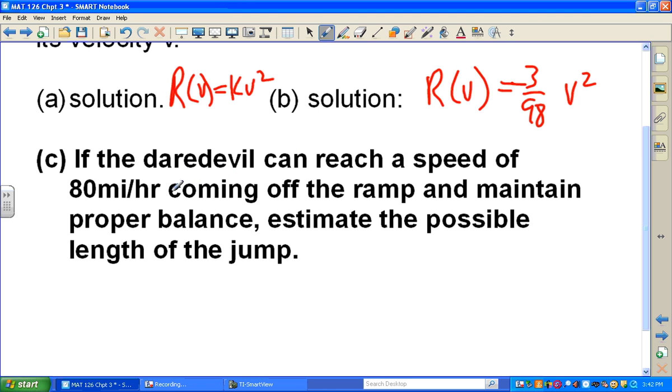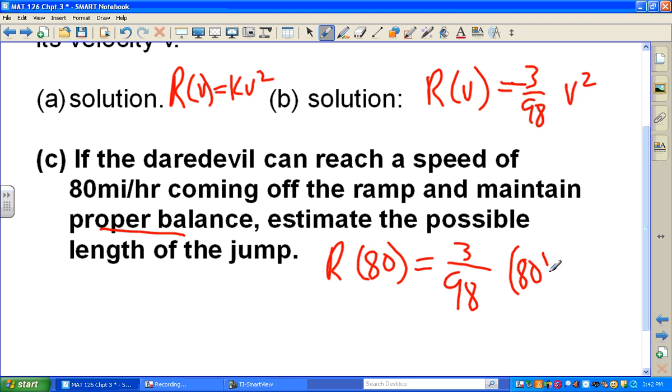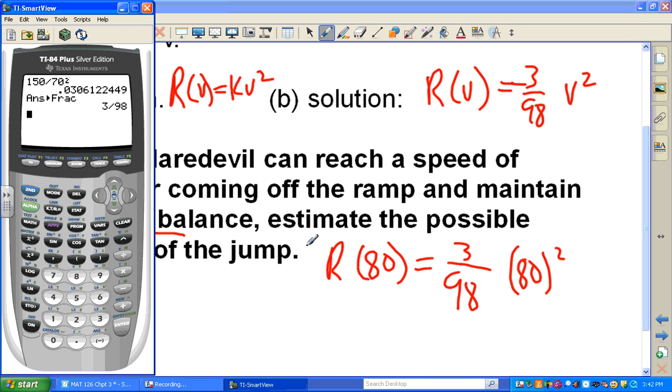If the daredevil can reach a speed of 80 coming off the ramp and maintain proper balance, estimate the possible length of the jump. Well, shoot, I think you can just put that in your calculator, can't you? R of 80 equals .0398 times 80 squared. Second and enter. There we go, .0398 times 80 squared. 195.9 feet. Does that sound right to anybody?